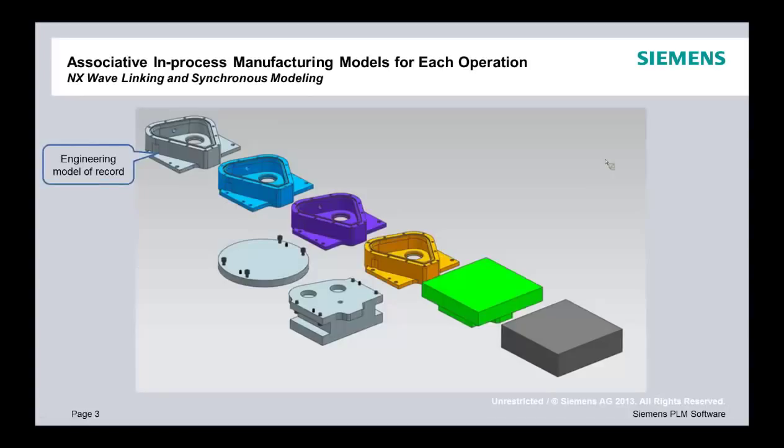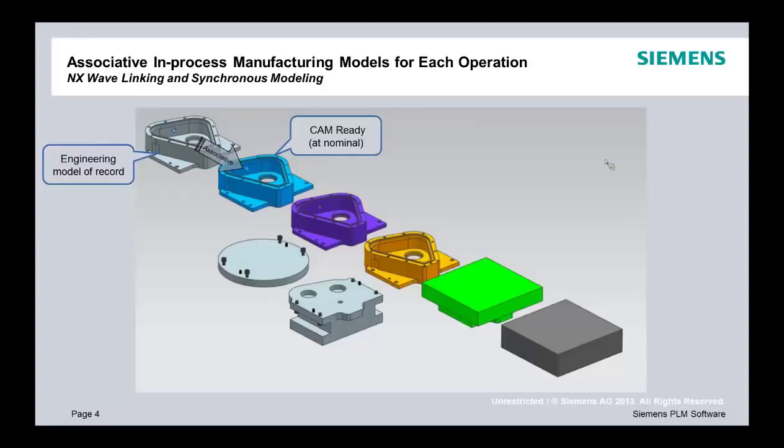This image then represents the several stages of the component manufacturing, each individual manufacturing operation represented here by its own part model, potentially its own drawings, its own fixtures possibly. Starting with, at the top left there, the engineering model of record. This is the part delivered to the manufacturing engineer by the design department, by the designers, and the manufacturing engineer wants to use this as a basis, but certainly doesn't want to change it. Any updates to the manufacturing models will come via updates in this engineering model of record.